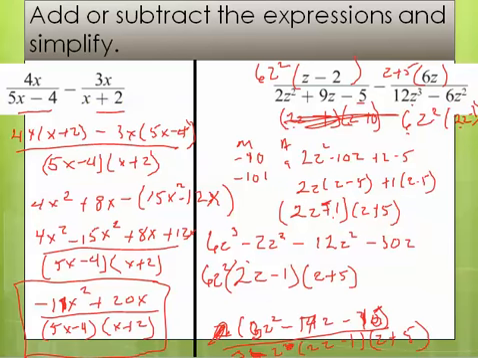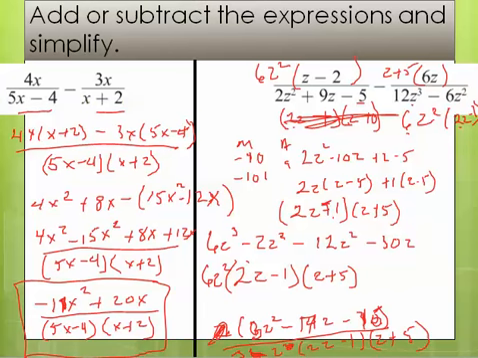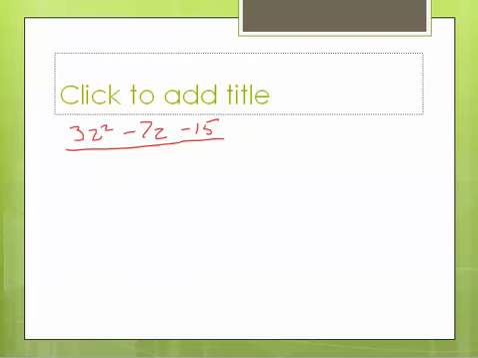Okay. My factors on top are 3z squared minus 7z minus 15, divided by, let's see here, I've got a 3, a 2z minus 1, and a z plus 5, I believe was the other one. Yes, it was. Okay, so those are my factors.